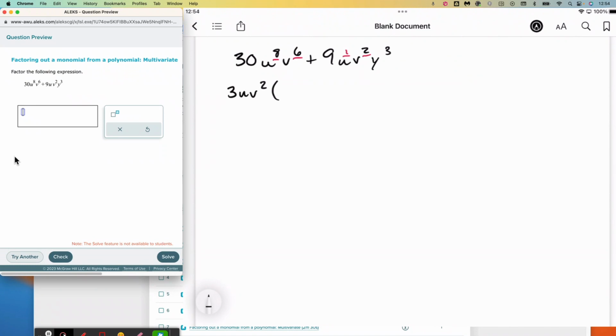So 30 divided by 3 is going to be 10. U to the 8th divided by u is going to leave 7 u's. V to the 6th divided by v squared is going to leave 4 v's. 9 divided by 3 is going to be 3. U to the power of 1 divided by u is going to leave no u's. V to the power of 2 divided by v to the power of 2 is going to leave no v's. So that's just going to be left with a y to the power of 3.